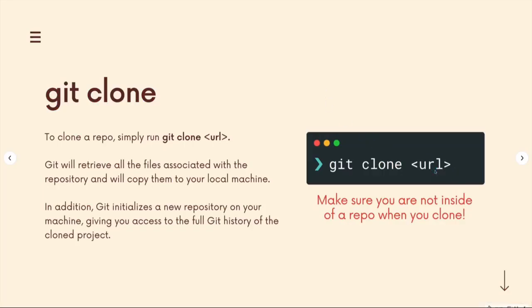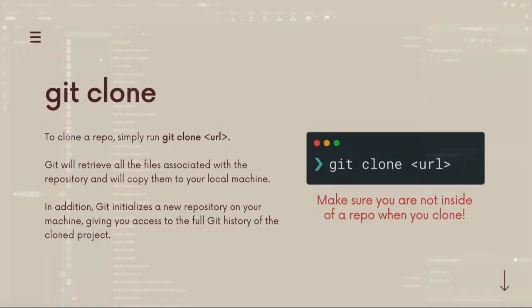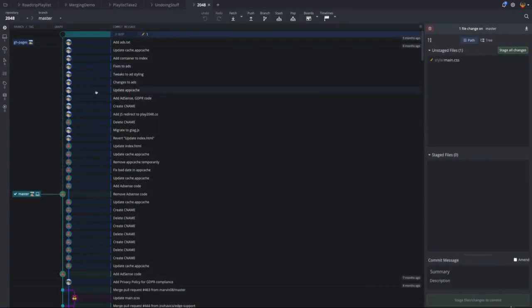Make sure you're not in a Git repository when you run it, because it creates a folder, but in that folder, there is a Git repository that's been initialized, and it has the full history of the project. I'm just showing it to you in GitKraken very quickly.